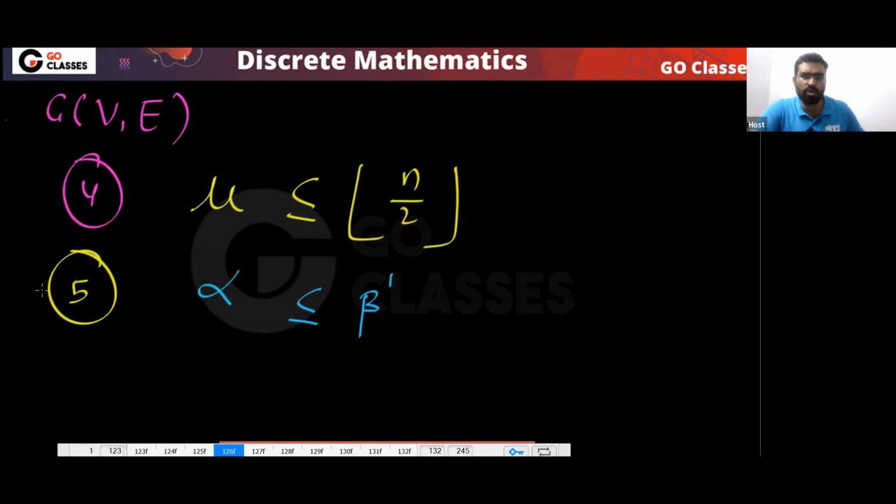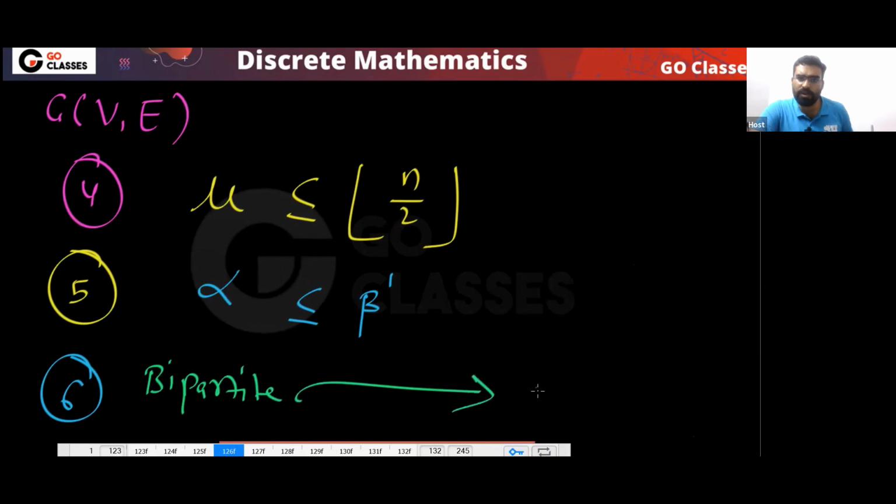And also we have seen Koenig's theorem. So if your graph is bipartite, then it means mu is equal to beta.